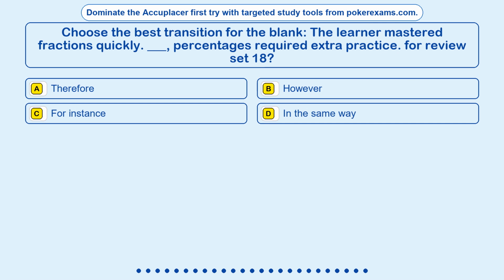Question 21. Choose the best transition for the blank. The learner mastered fractions quickly. Blank, percentages required extra practice. For review set 18, option A. Therefore. Option B. However. Option C. For instance. Option D. In the same way.